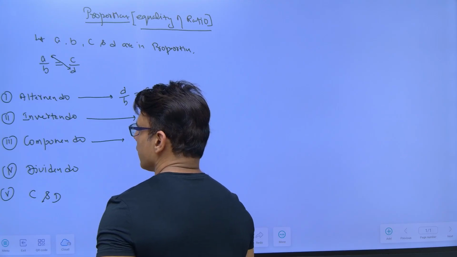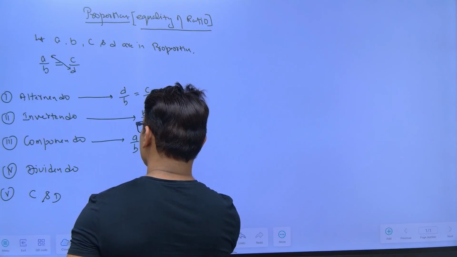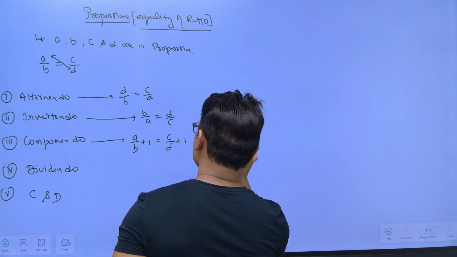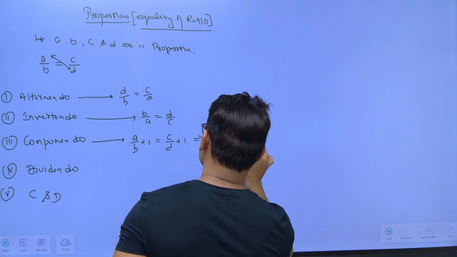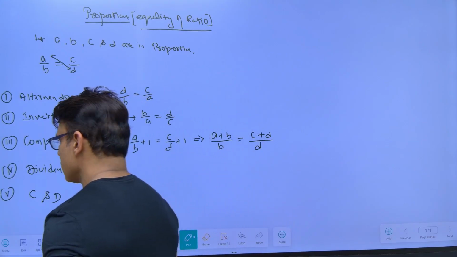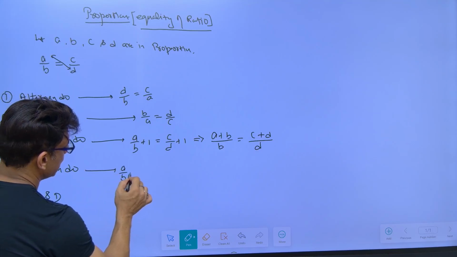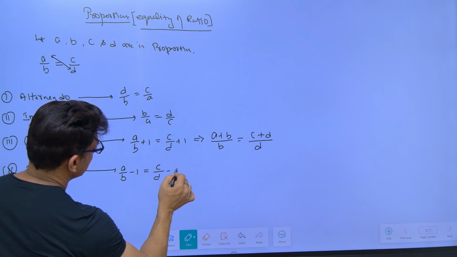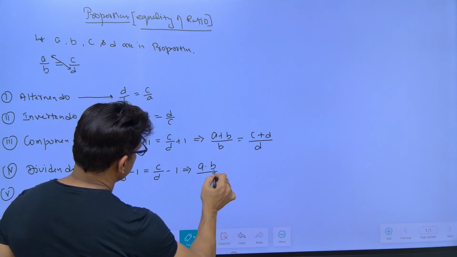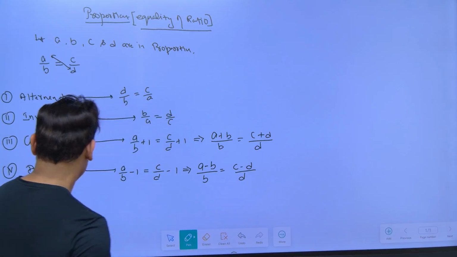Componendo means what? Adding 1 to both sides. If you have A by B, add 1. C by D, add 1. So this whole thing will become A plus B by B is equal to C plus D by D. Dividendo means what? Subtracting 1 from both. A by B minus 1 and C by D minus 1, which will become A minus B by B is equal to C minus D by D.